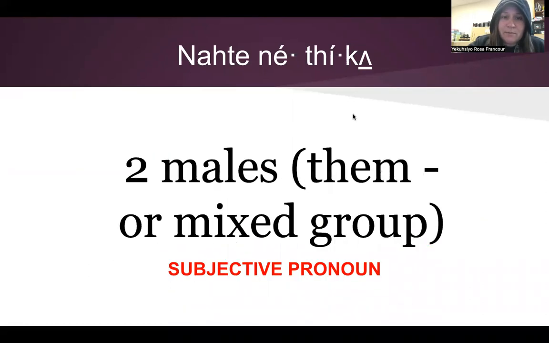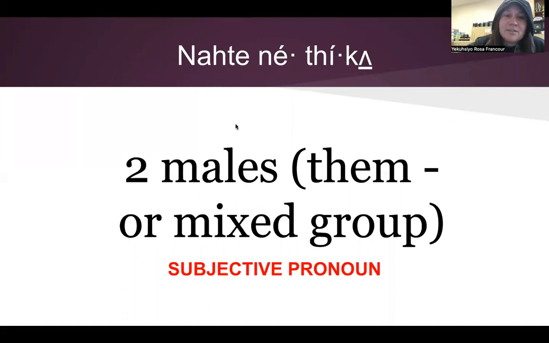I'm going to jump around. I'll just pick one. Let's do this one. Subjective pronoun for two males. Two, so that means it's coming from the second column. That'll help you out. Nno, N-O. That's the pronoun.